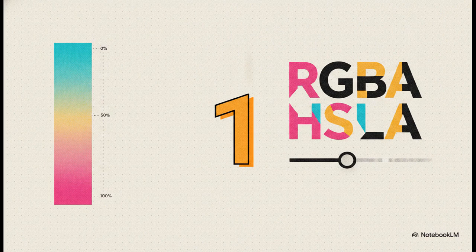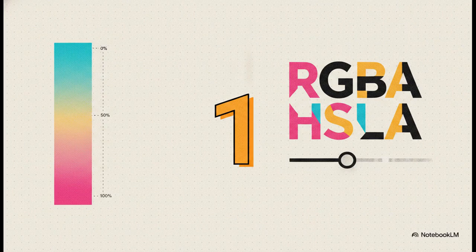Here's a really cool little trick to round out our color mixing. You can just tack an A onto the end of either RGB or HSL, making them RGBA or HSLA. That A stands for alpha, and what it does is simply add a transparency slider to your color.